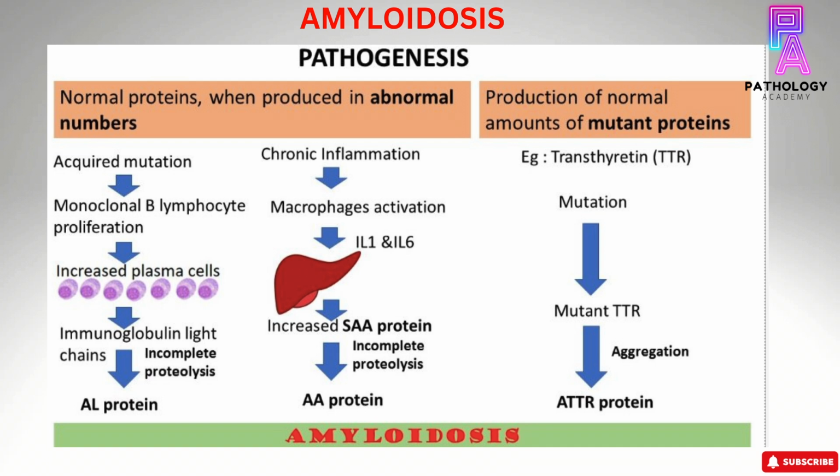In cases of chronic inflammation due to macrophage activation, IL-1 and IL-6 are secreted, which causes an increase in the serum amyloid associated protein, which undergoes incomplete proteolysis to form AA type of protein and deposition of AA type of amyloid. And when there is production of normal amounts of mutant protein, for example transthyretin, then there is aggregation of ATTR protein and it causes deposition of amyloid in extracellular tissues.